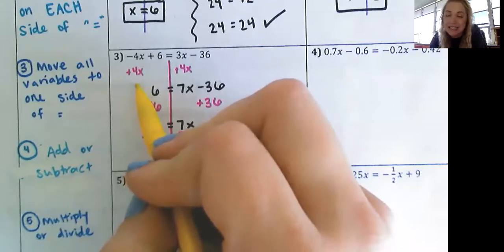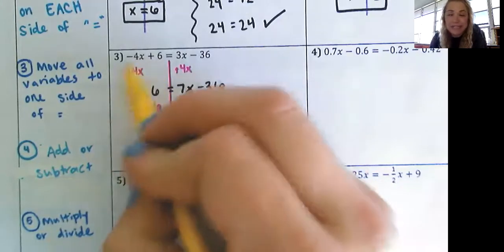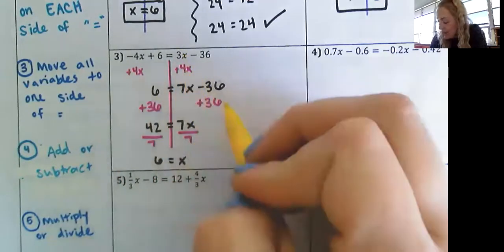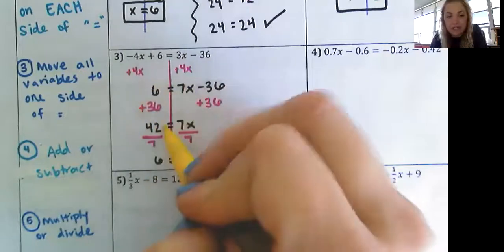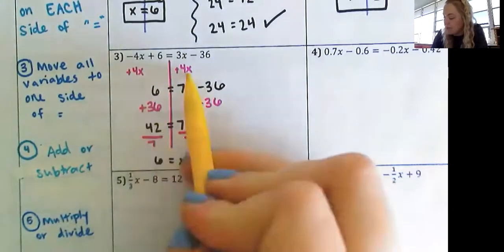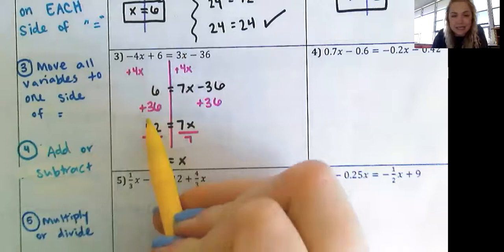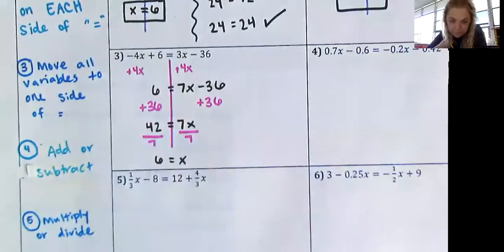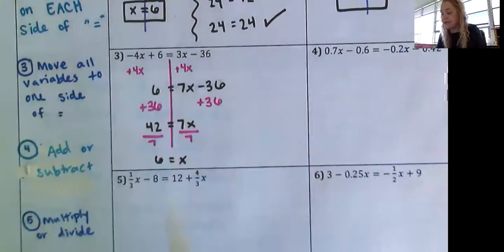It's actually because I think adding 4x was nicer in this problem, because then I have positive numbers over here, and then I can add 36 and I have positive numbers over here. So I added 4x to both sides. I added 36 to both sides to get rid of that minus 36 because the opposite of subtraction is addition. And then I divided by 7 to get x equals 6.